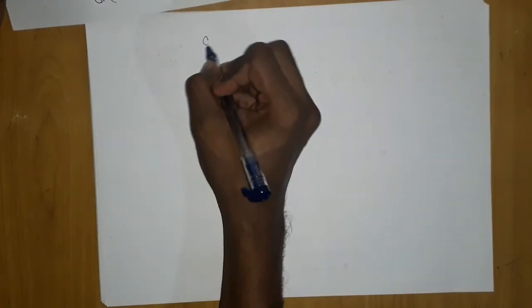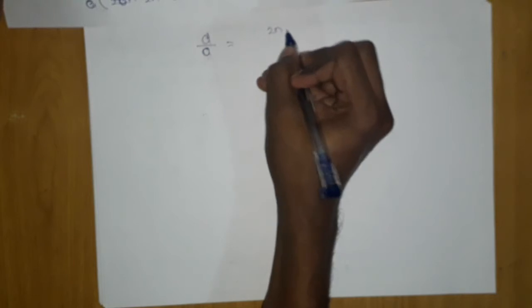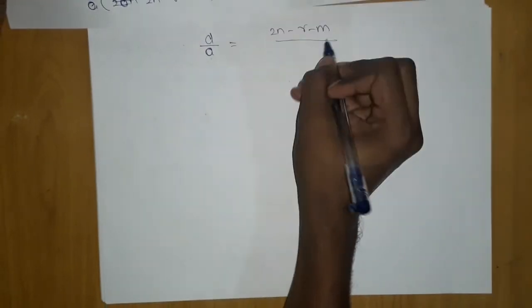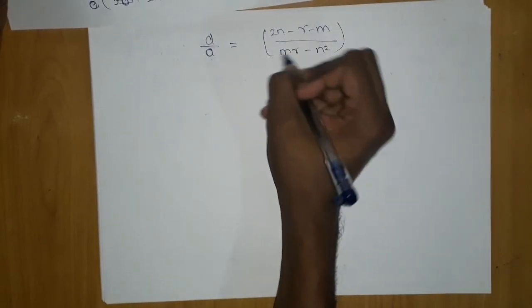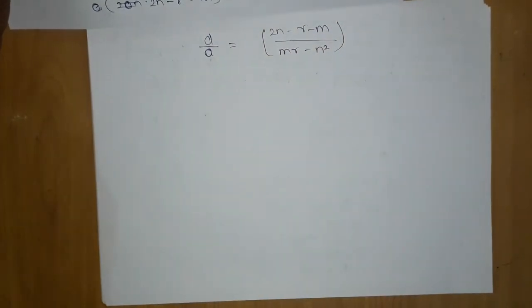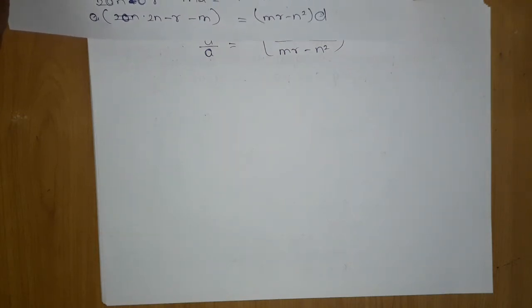Let me take the next page. After this what do we have? The d by a ratio is nothing but (2n − r − m) upon (mr − n²). Okay, now here the only thing missing is that n value. How can we find the n value? We want to find the n value.